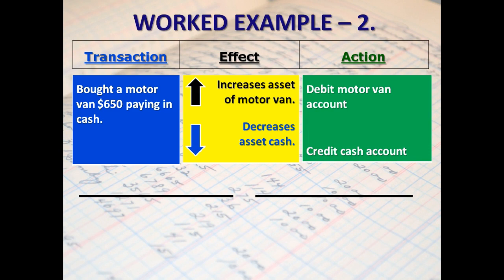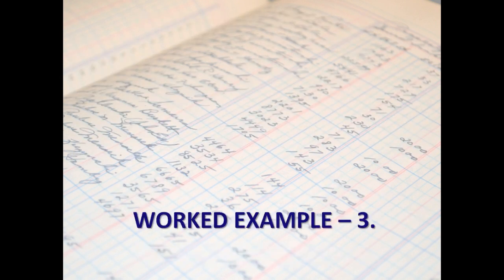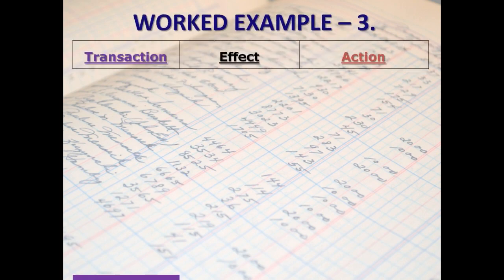Okay, let's now post these transactions in our T accounts. And here's our 2 accounts, motor van, cash. What do we do in the motor van? We debit motor van, $650. What do we do in the cash account? We credit cash. We credit cash with motor van, $650. Fantastic. Let's move to our 3rd example.